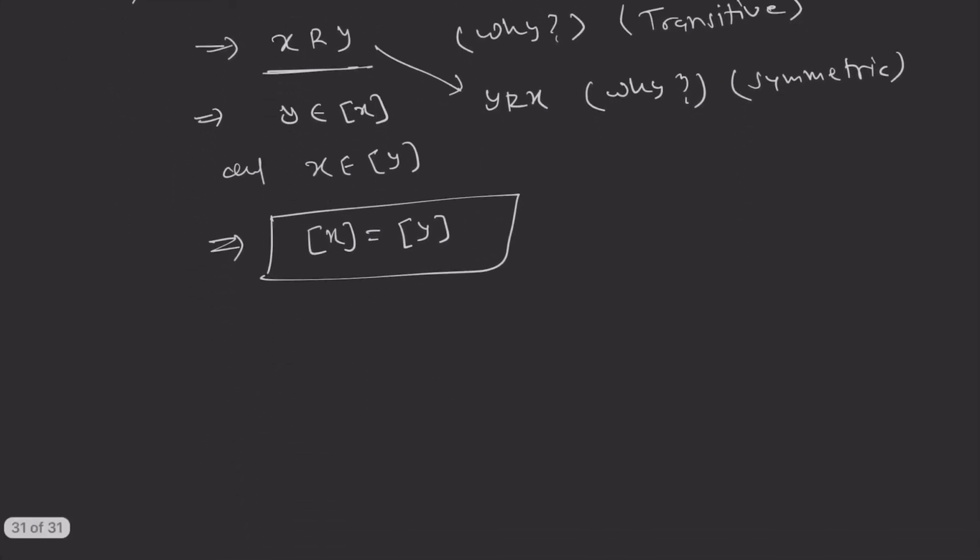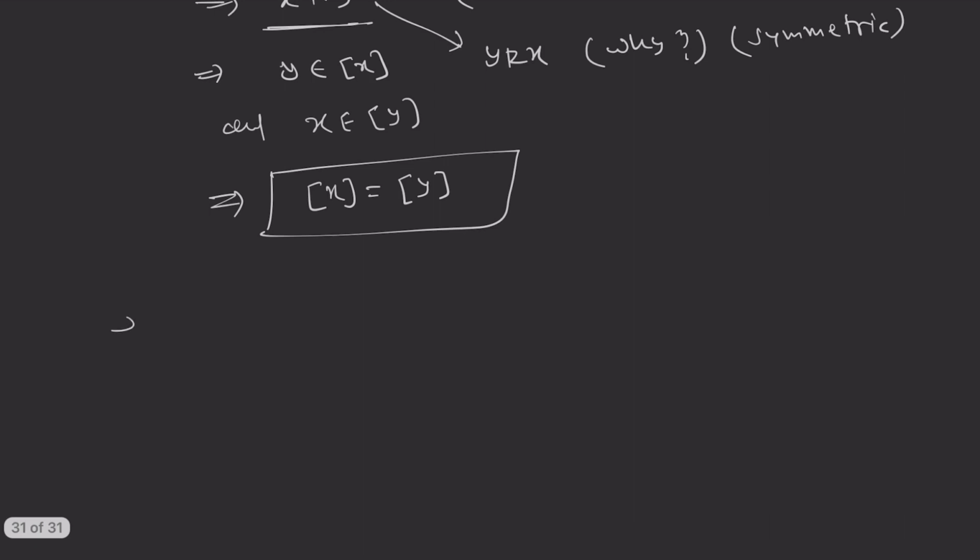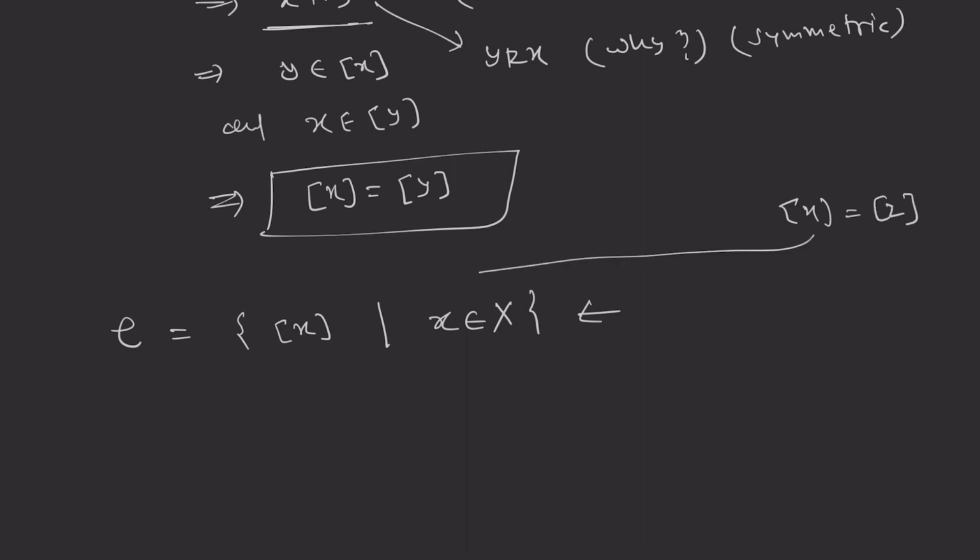So now what we will do is make a collection of equivalence classes of x, such that x belongs to X. In this set we will not repeat the equivalence classes. If x and z have the same equivalence class, I'll just put x in there, not z, because it is a set, so I can't repeat the elements. I have to put only one, x or z.